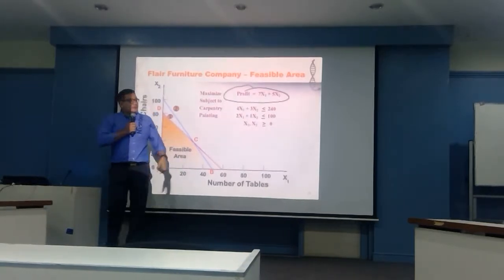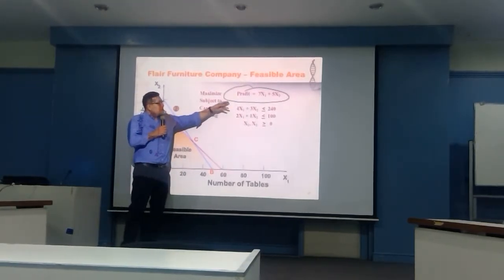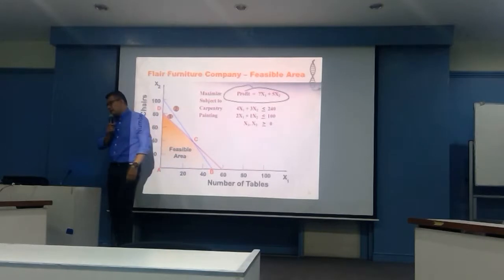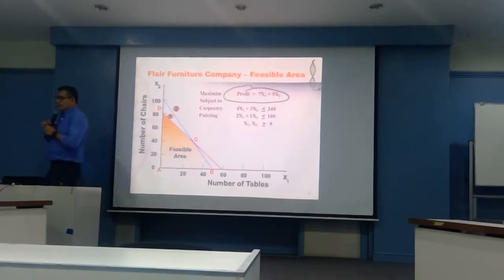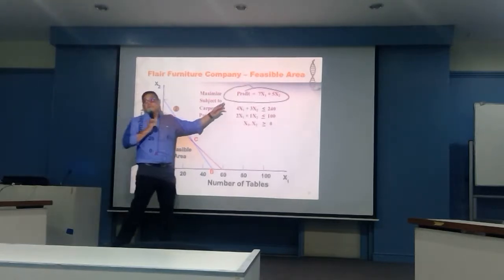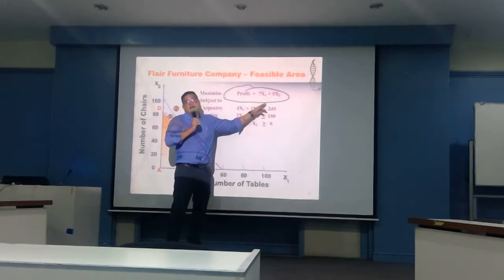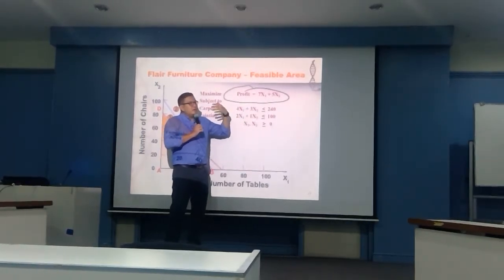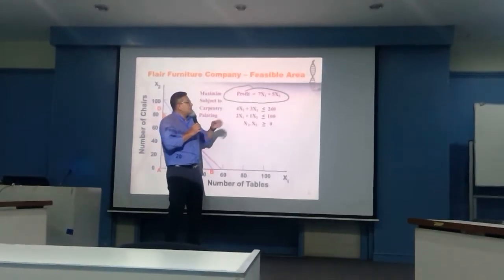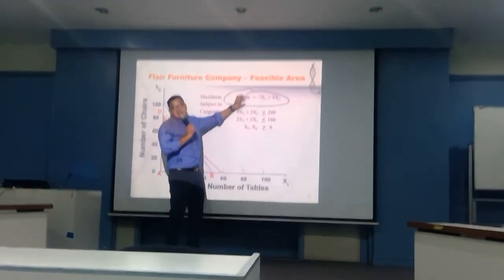So if we ask you to draw the graph of this one, profit equal to 7x1 plus 5x2, can you draw the graph? You cannot, right? This is because you don't know the profit. But this line we call isopic line, and we need to draw the line. Which means that in order to draw the isopic line, you need to assume the value of the objective function.